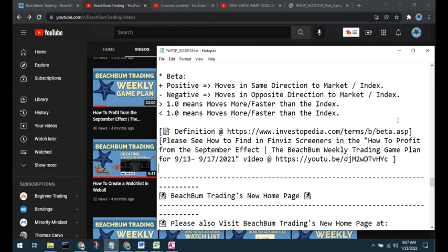Okay, I also wanted to talk about another strategy, if you want to play individual stocks, either on the downside or another way to reduce the volatility in your portfolio, by using beta.